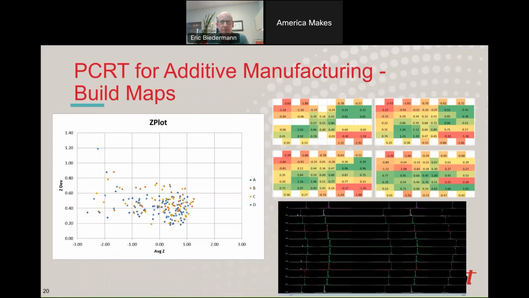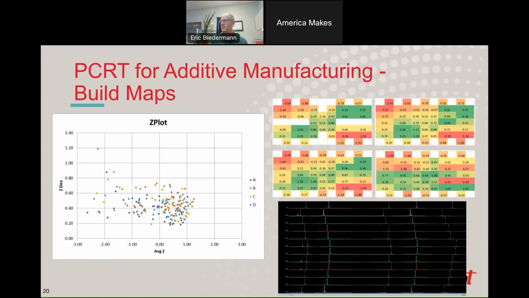And one fruitful endeavor for us has been the establishment of build maps for additive manufacturing. So for powder bed fusion-based processes, I'm sure many of you know that there can be variation in the material state of components based on where they're located on the build plate. And we can use PCRT to help us quantify those differences. This set of maps on the upper right is for 4 different builds in a powder bed fusion-based process. And the numbers here represent those z-score average values, this x-axis on this z-score plot. We've mapped those values to this and then color coded them in sort of a heat map based approach.